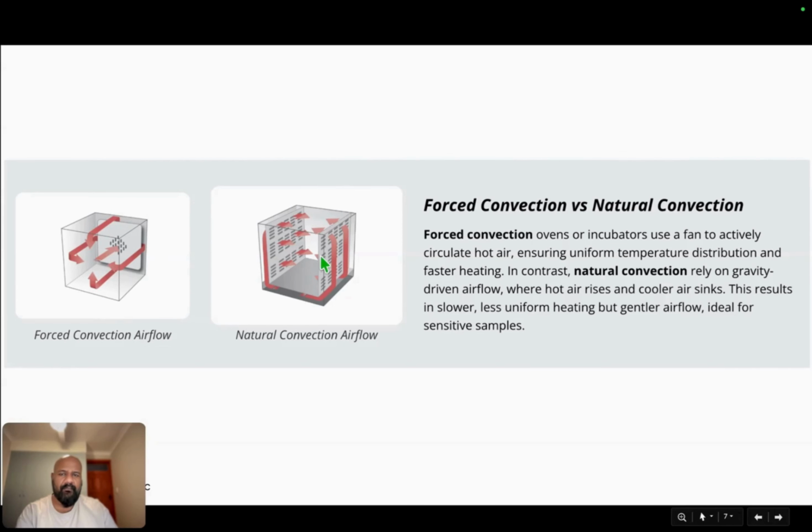Natural convection relies on gravity. The hot air rises, cool air sinks, creating a gravity flow to create temperature uniformity. So with natural convection airflow, it'll take a longer time to reach stability, but it's ideal for sensitive samples like airborne materials and reduces contamination. So it really depends on the customer's need and application, but probably 9 times out of 10, we quote forced convection incubators in our industry.